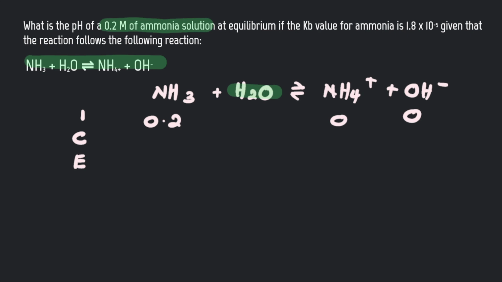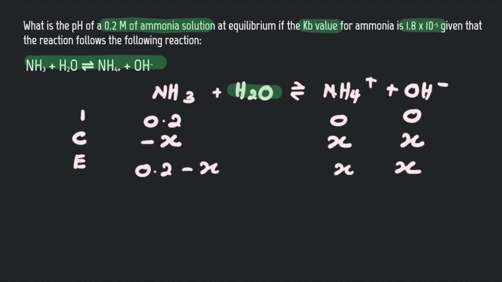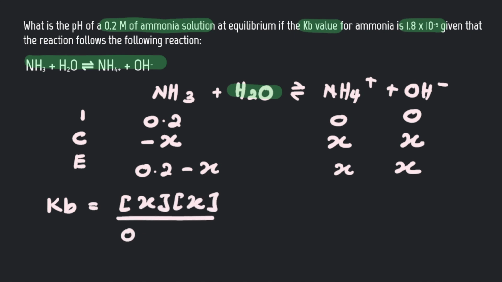In order to produce the product, here needs to be minus x, and here x and x. Therefore, you will get 0.2 minus x, x and x. Given to you is the Kb, which is this value. So you know that your Kb is equivalent to the concentration of x squared divided by 0.2 minus x.